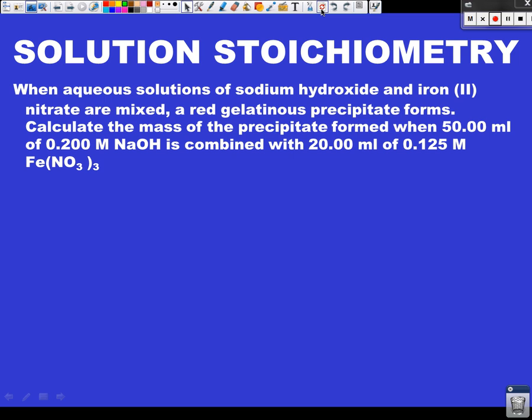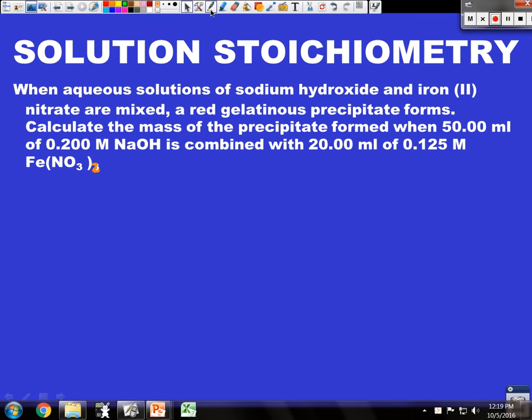Very good. Okay. Calculate the mass of the precipitate formed when 50 mL of a 0.2 M sodium hydroxide is combined with 20 mL of a 0.125 molar iron 3 nitrate solution. Before you do anything, the first thing I want you to do is write the net ionic equation for that reaction. See if you can get the net ionic equation. I'm going to ask this question. It's rhetorical, which means do not answer it. Anywhere in the data, and again, do not answer this, do they tell you what the solid is? Think about that as you go.